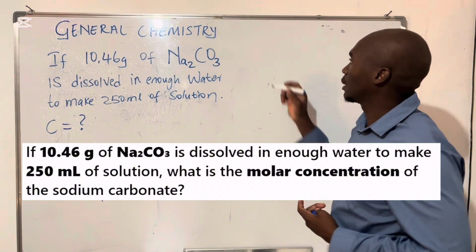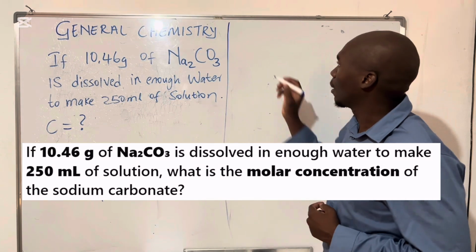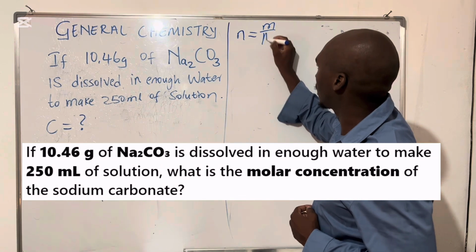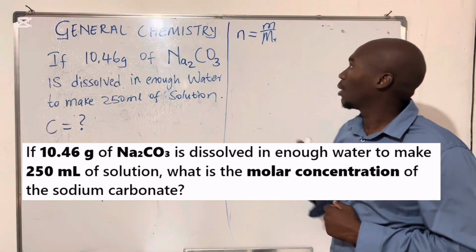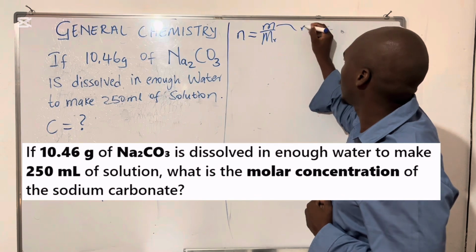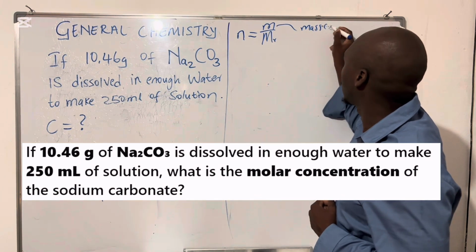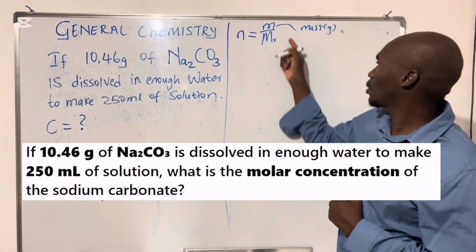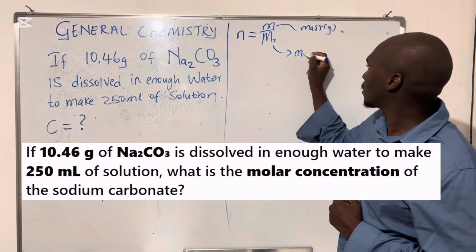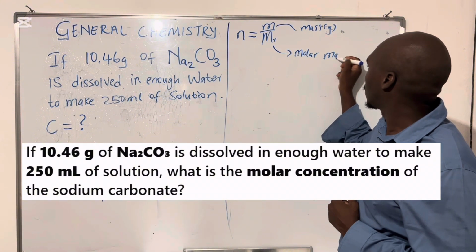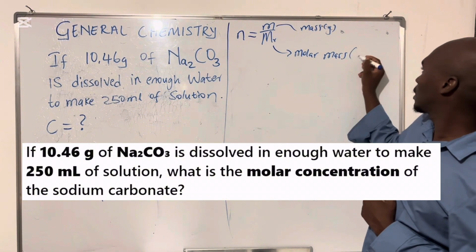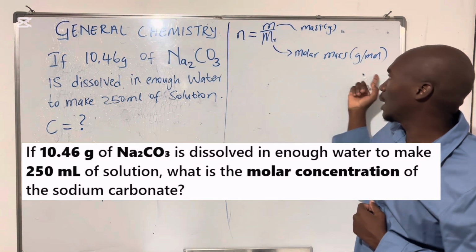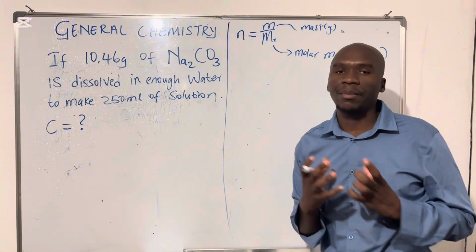You will recall that number of mole is equal to mass divided by molar mass, whereby this one here is the mass in gram, and this one here is the molar mass. The molar mass is given in gram per mole. And where do we get this molar mass? We get it from the periodic table.